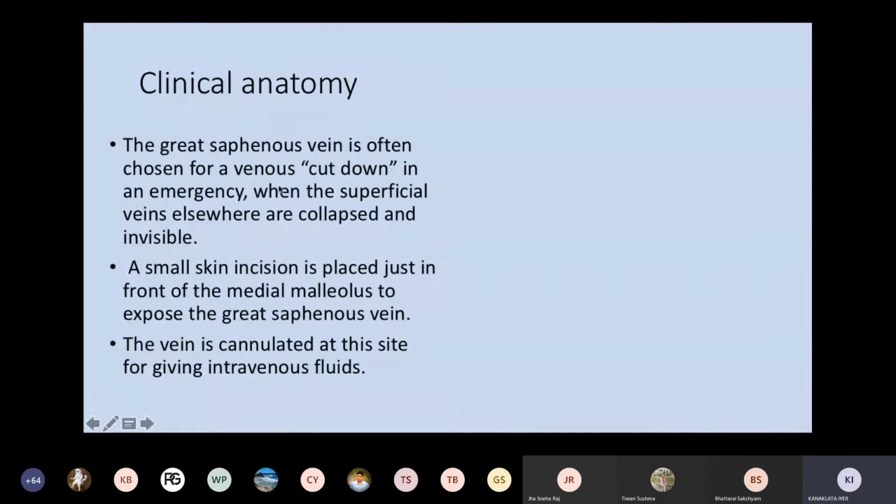The other thing is that when you get a patient in the ward who is dehydrated and you cannot see the veins, they are all collapsed, but the great saphenous vein is bigger than them, so it is used for a cut down. Meaning there is a small nick or incision near the medial malleolus, in front of it, and you put a cannula. Normally, when you want to inject intravenous fluid or withdraw blood, you use a needle. But here you put a cannula, and because of that the vein remains open and you can give intravenous fluids for a longer time. So this is the clinical anatomy.